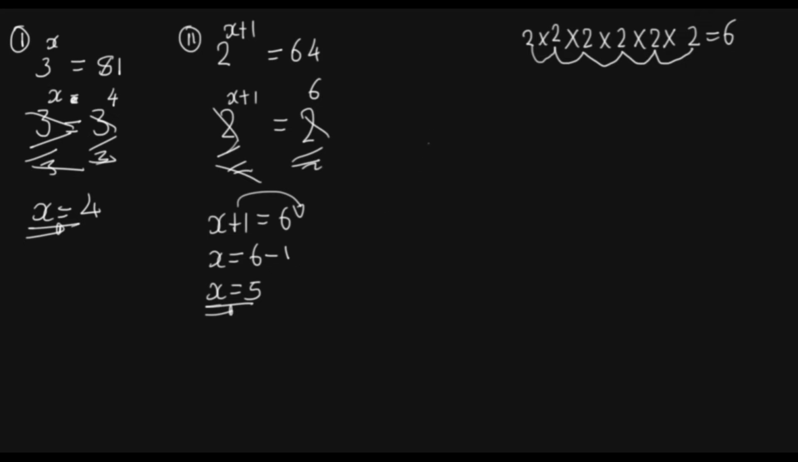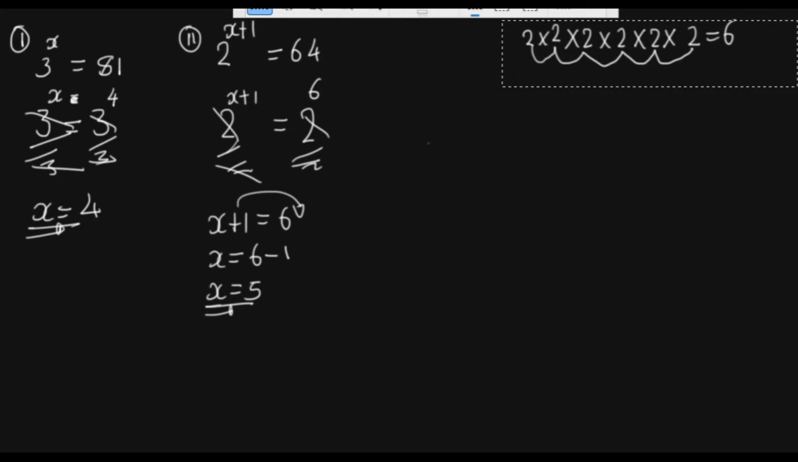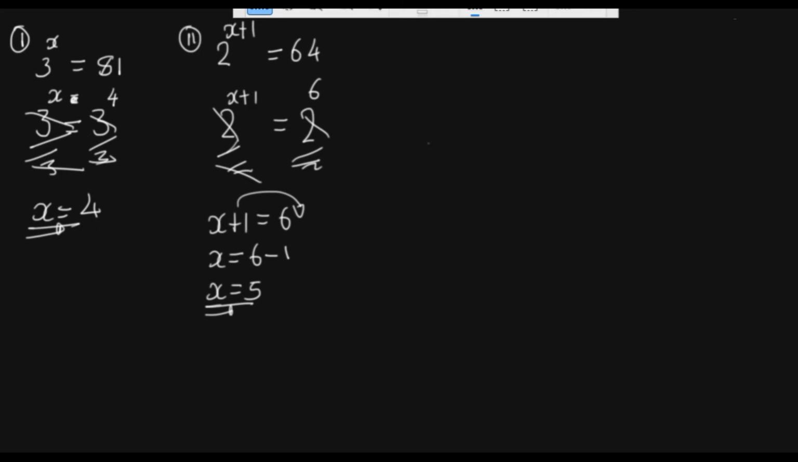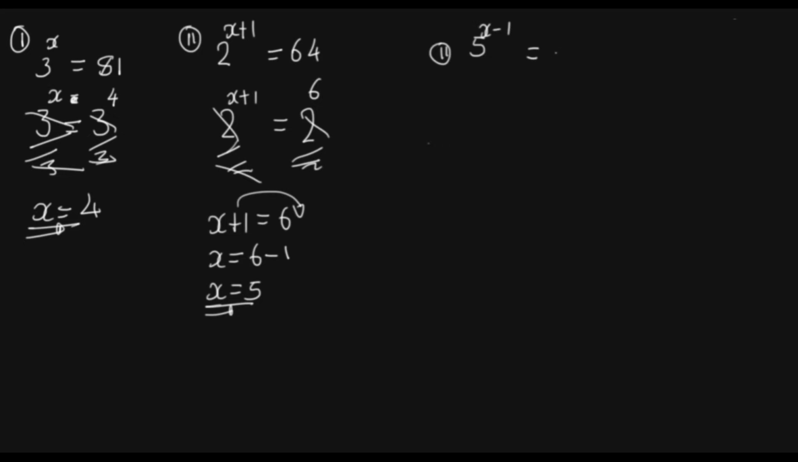Okay, so now let's have another example. The other example, let's say we have 5 raised to the power x minus 1 is equal to 125. So step number 1, we know that we have x minus 1, so we need to have the same base. So how many 5's do we need to have the result of 125? So let's see, 5 times 5 is 25, 25 times 5 is 125. So you can see that we need three 5's.